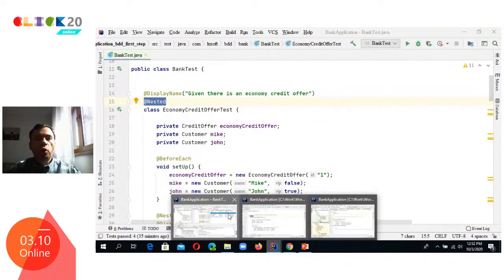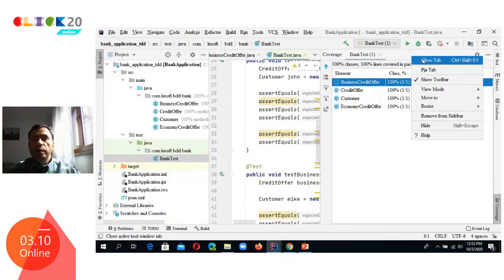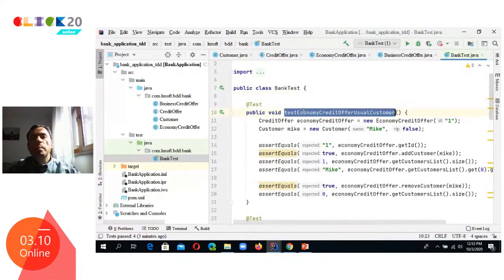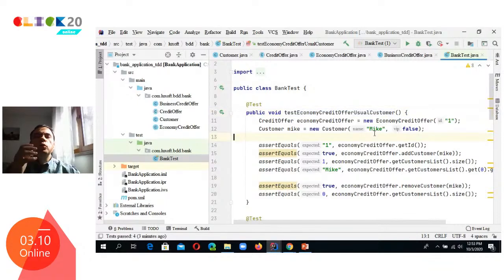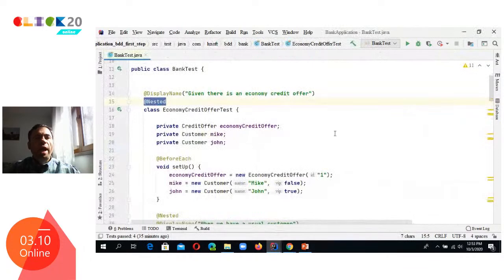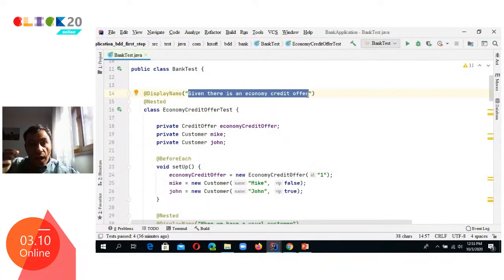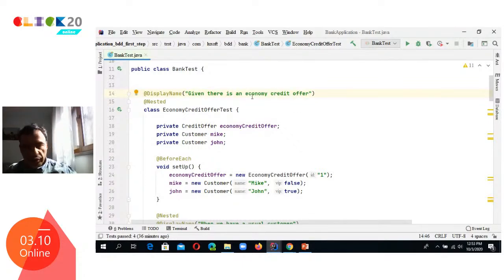So remember, if we look back a little to our first approach, we were complaining that these methods do not tell us much. They have some names. They say we test the economic credit offer with usual customer, but we don't know the scenario and we do not know what we are expecting here. And we say, okay, let's provide usual names for the classes and for the methods, so not long names, but we take advantage of this display name label saying, okay, we are doing this or we are expecting this. And you see here that we're saying, given there is an economic credit offer, and you recognize this, given, one of the keywords that we introduced as the features of behavior-driven development.